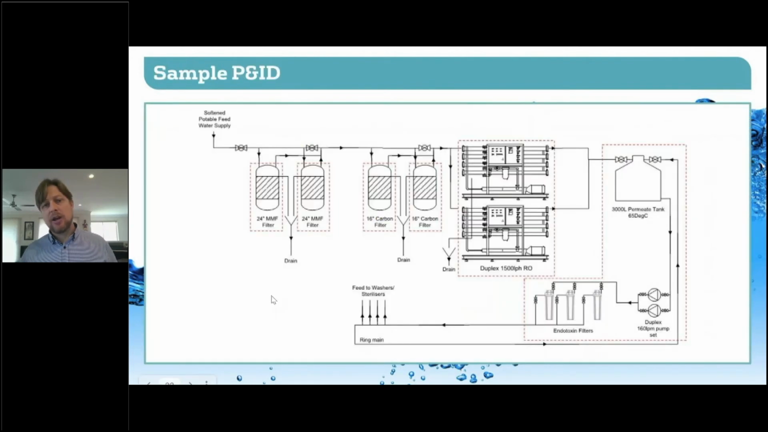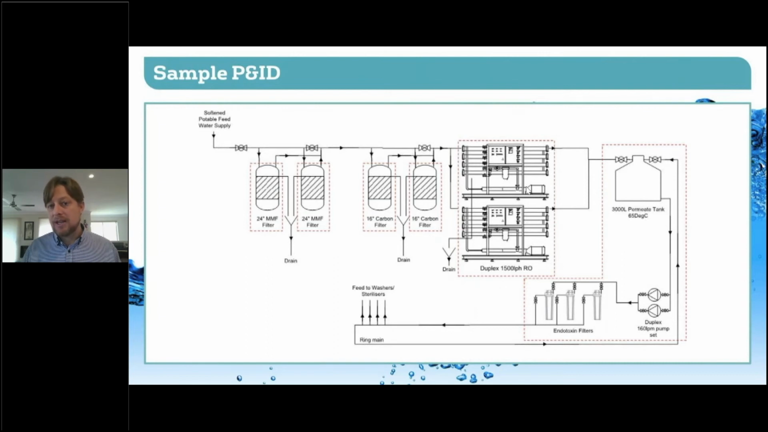So here's a sample P&ID of a site. Obviously, in this case, it's a softened water feed, so we don't have a softener shown because the water's already been softened. We've got multimedia filters, their duty standby or dual filters, but we can run, if required, one tank. Same with your carbon filters. They'll share the flow until such time that you need to isolate one.